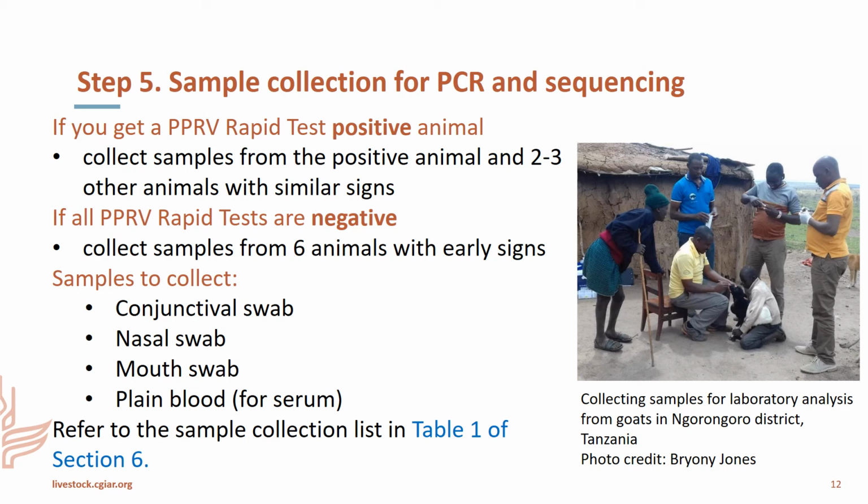From each animal, you should collect eye, nose and mouth swabs, which are put into cryovials and put in the cool box or liquid nitrogen. You should also collect a plain blood sample, which should be kept cool and the serum removed later and frozen. More details of the samples to be collected and their handling and storage are given in Table 1 of Section 6 of the manual.